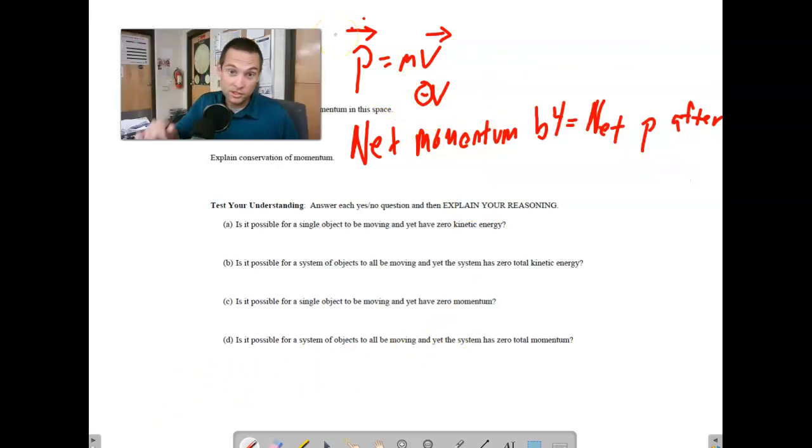Sorry! I just remembered my face was covering up all of that. But I think we're fixed now. Now you can see net momentum before, net momentum after.